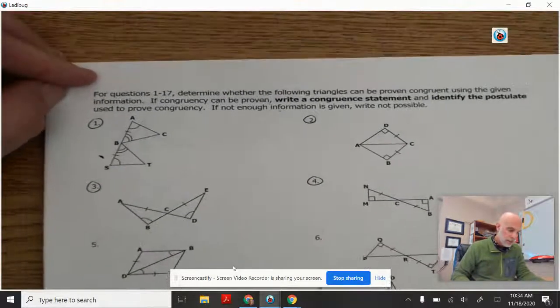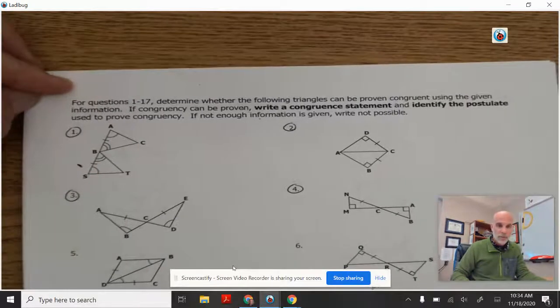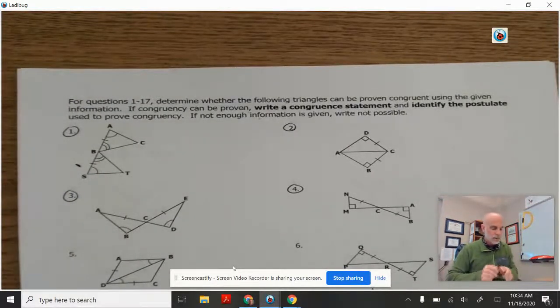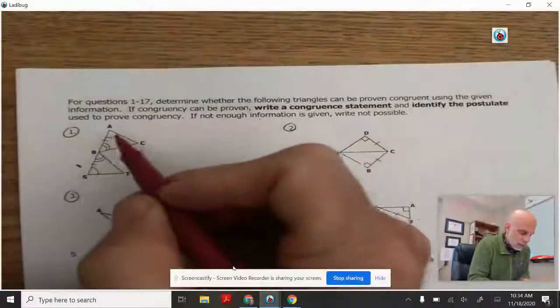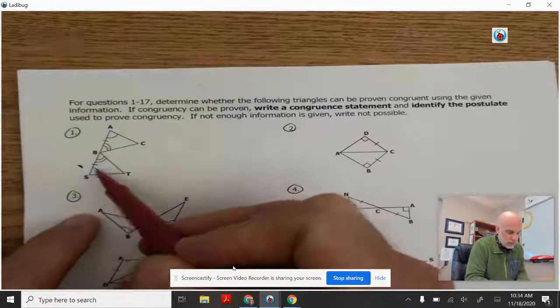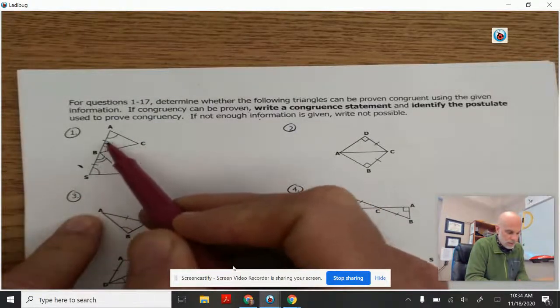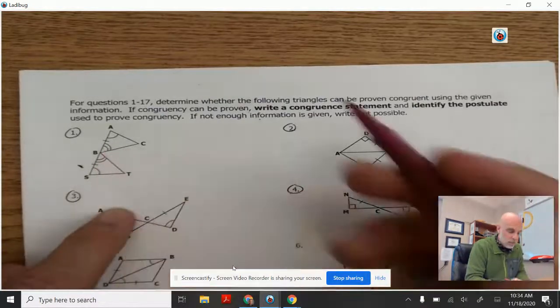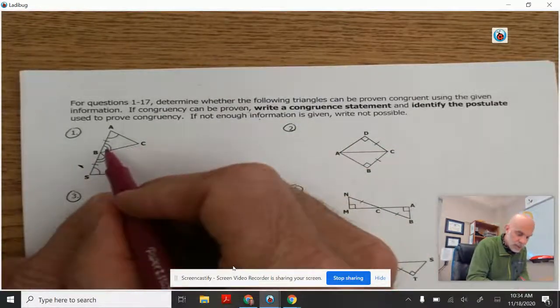All right. It says determine whether the following triangles can be proven congruent. Write a congruent statement to identify the postulate. So the markings are already done for us. This is just identifying which postulate it is. If you'll look, I've got a pair of angles, another pair of angles, and then the tick marks are the pair of sides. And the side is right in between the two angles. So we're going to say this one is angle, side, angle.